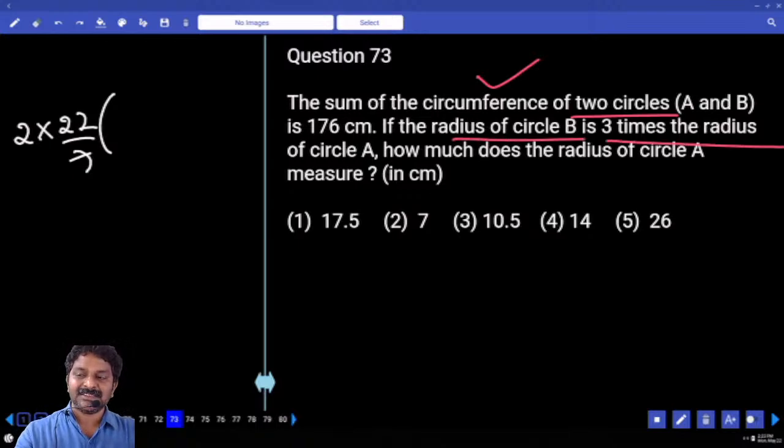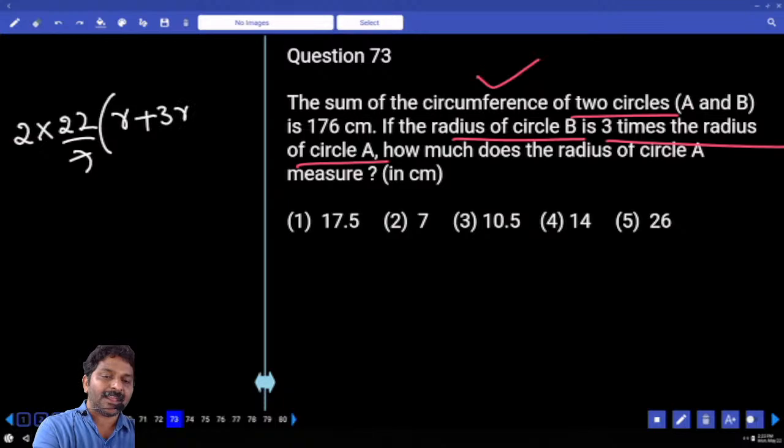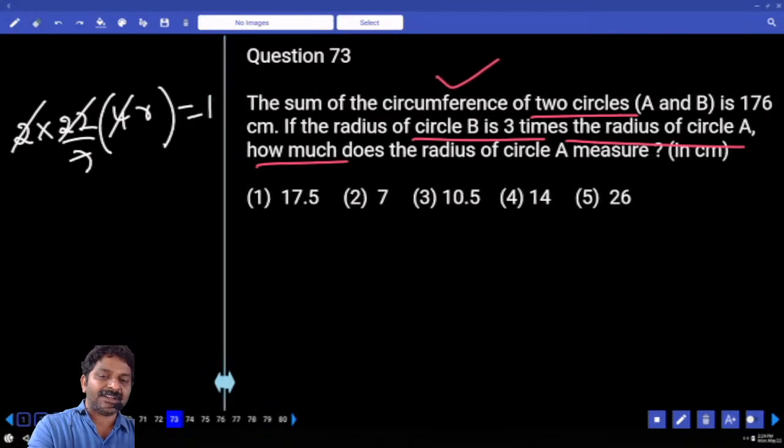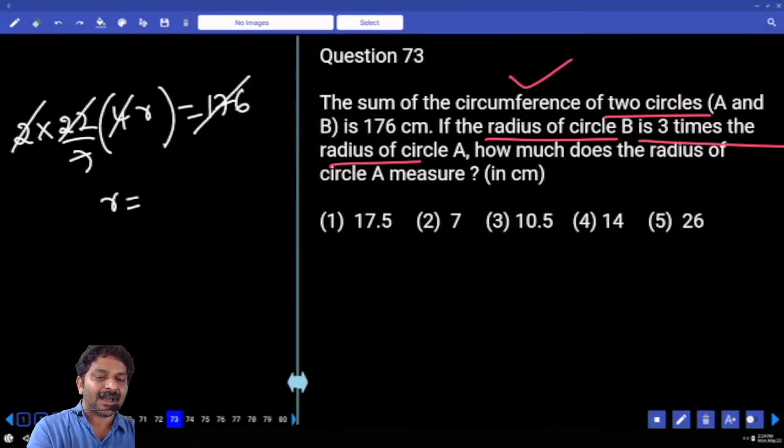B's radius is 3 times of A's radius. If I treat A's radius as r, B's radius becomes 3r. Total becomes 4r. 2 pi times r1 plus r2, which is equal to 176. 4 times of 22, 88. 88 2 times. 176 can be cancelled. R is equal to 7. The question is about radius of circle A only. If it is about circle B, we will calculate 3r. That's going to be 21.